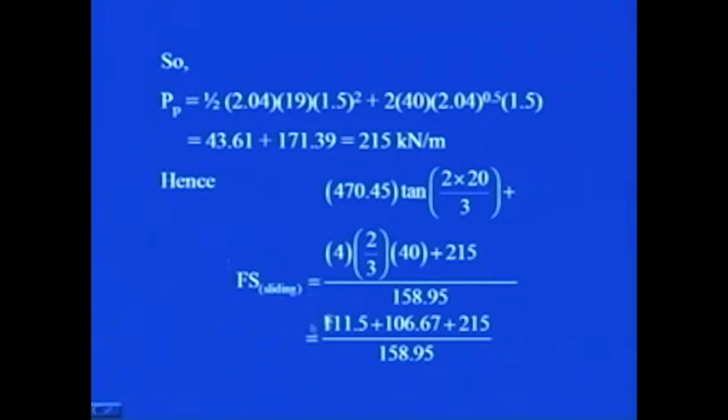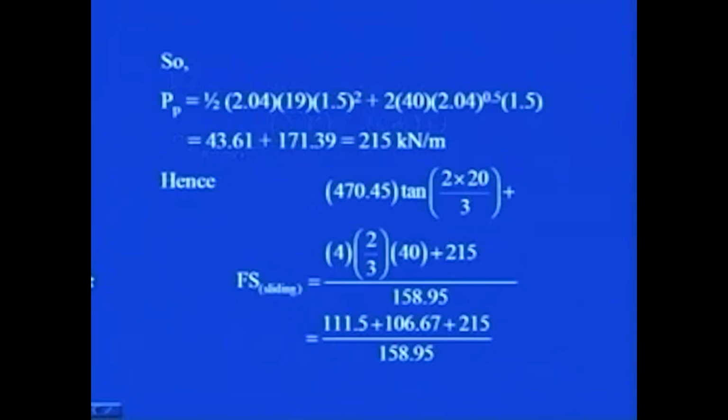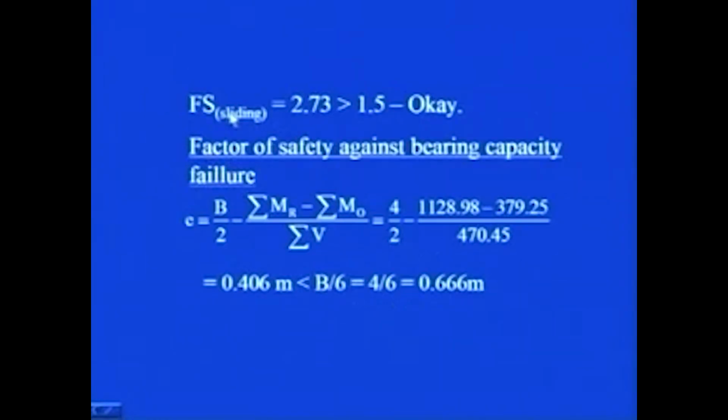So for the factor of safety against sliding, use this expression. Summation V you already know because you have already prepared that particular table. K1, K2 you have already assumed. Phi 2 you know, C2 you know, P_p you are calculating, P_a cos alpha you have already calculated. So you simply put all these values in this expression, and this worked out to be 2.73, which is greater than 1.5, so it is safe against sliding.